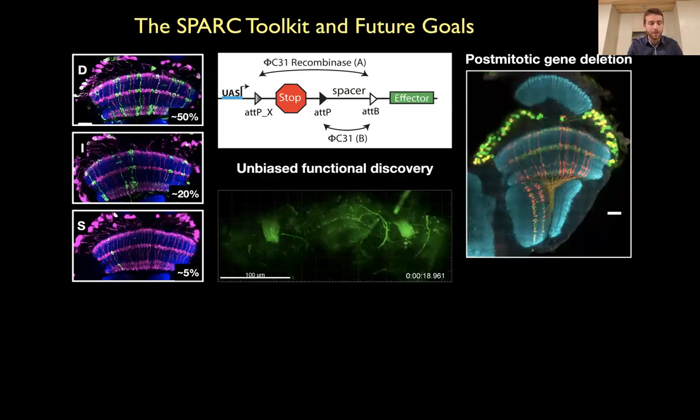Okay, to sum up now. Today, I've explained how the SPARC toolkit works to express or delete any gene in 3 different precise proportions of any cell type. This all happens after the cell has fully differentiated, and therefore we can use this toolkit to look at the role of a given gene in adult neurons. Furthermore, we can express activity indicators in neurons using this method to discover which neurons are active in live behaving flies. And this toolkit has already been adopted by many different fruit fly labs who are tailoring it to their specific needs.